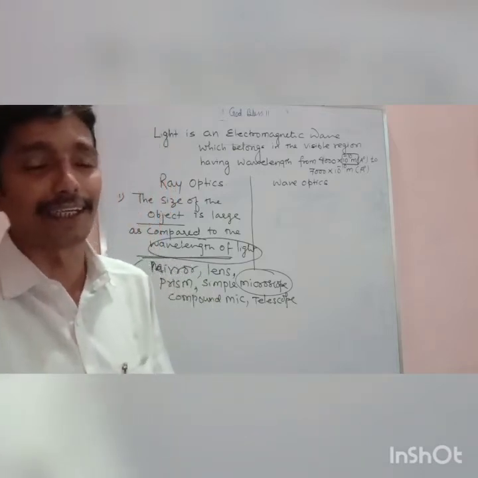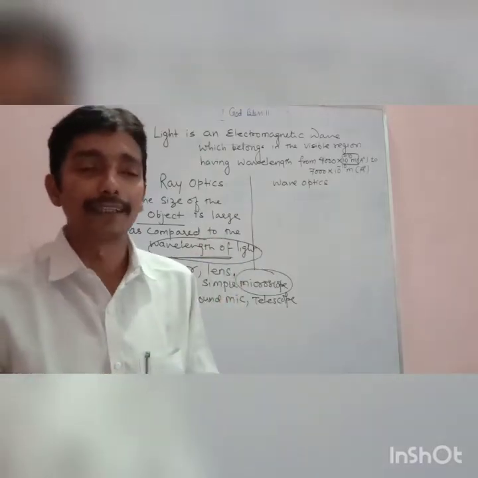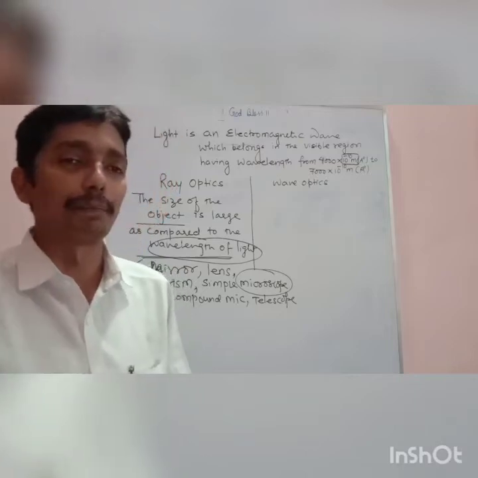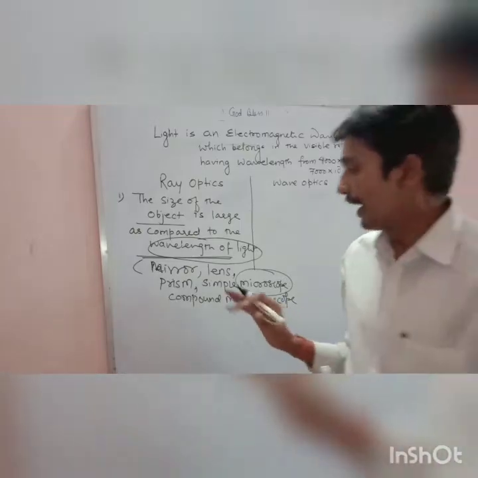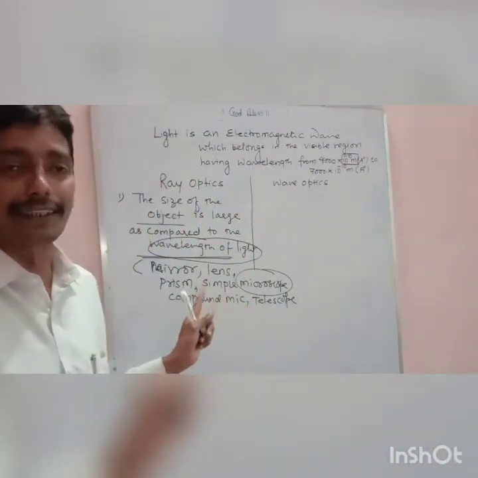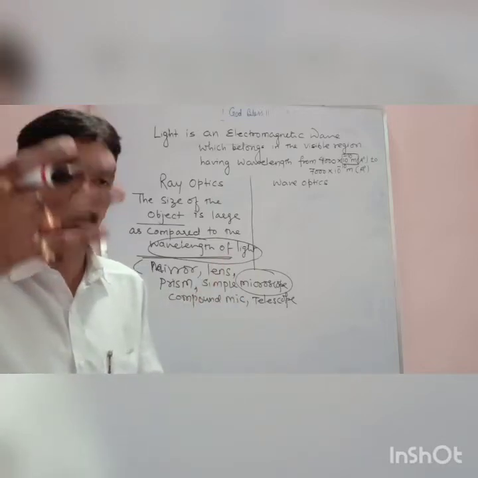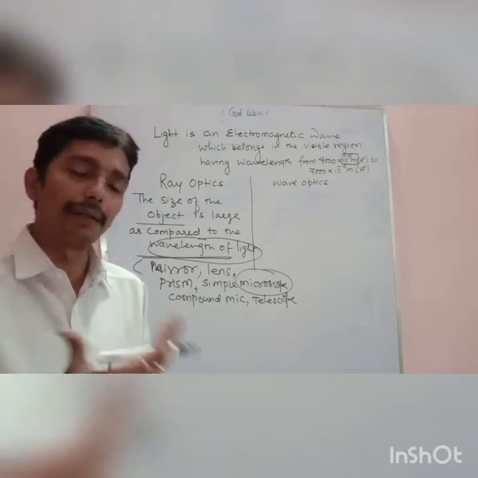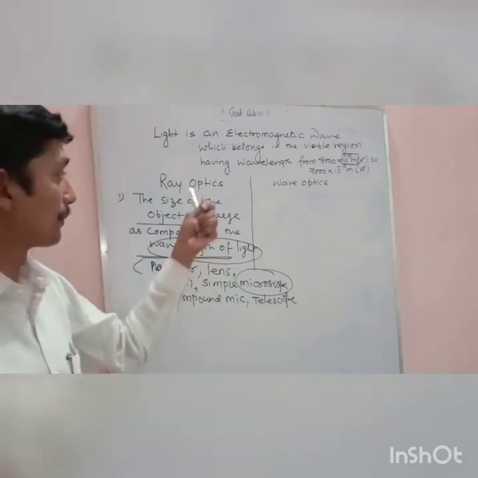Please try to understand. इसका मतलब, in the ray optics chapter, the wavelength of the light is small as compared to the size of the object. And therefore here in this chapter we discuss mirror, we discuss lens, we discuss prism, we discuss simple microscope. ये सब concepts होते हैं जहाँ पे objects की size बड़ी होती है as compared to the wavelength of the light which is going to fall on them in the chapter of ray optics.